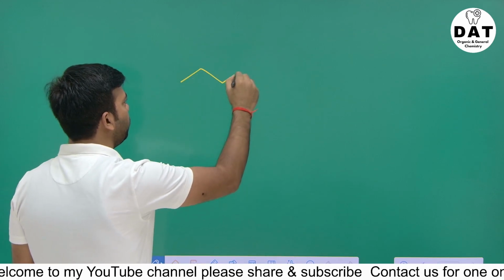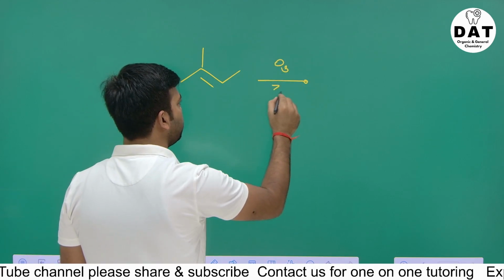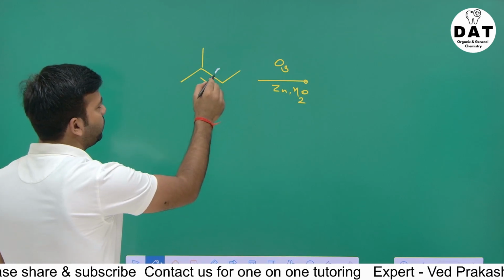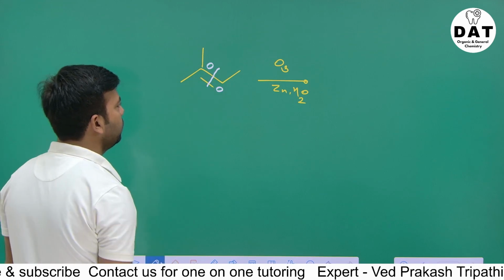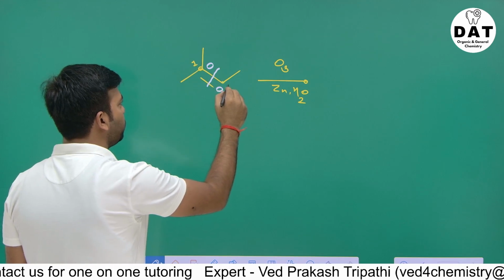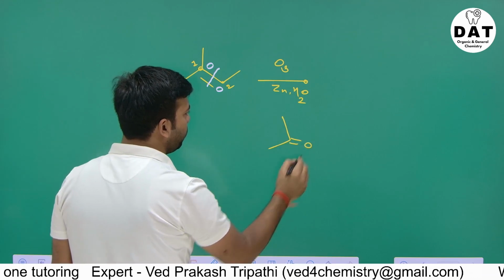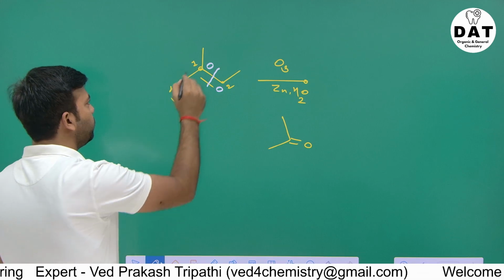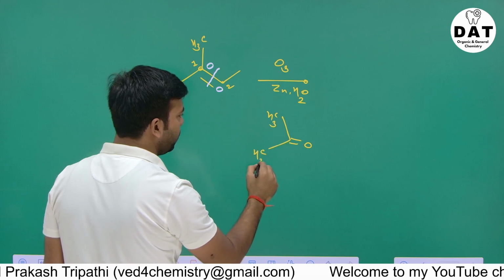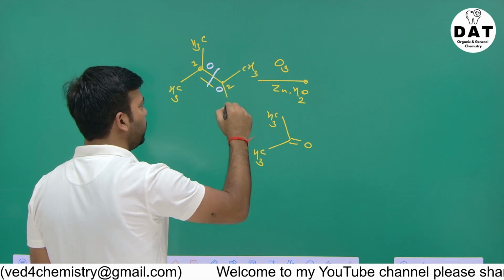Suppose we have this molecule and here we are using O3, zinc, H2O. What will happen? You can break this bond and attach oxygen on both sides. The best way to draw the product is to always mark the numbering. This carbon is 1 and this carbon is 2. Look at carbon number 1. It will be like this, double bond O, and if you balance, this is methyl and this one is also methyl. And the right one is CH3, and if you balance, there is one hydrogen here as well.